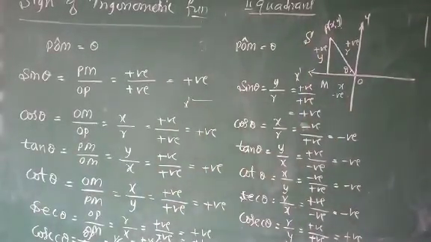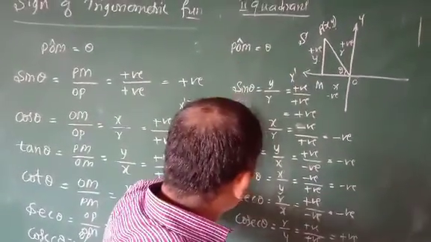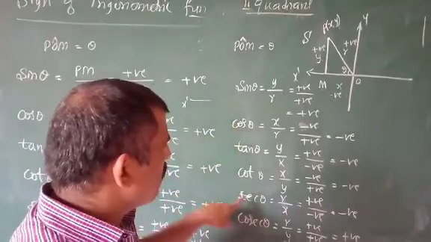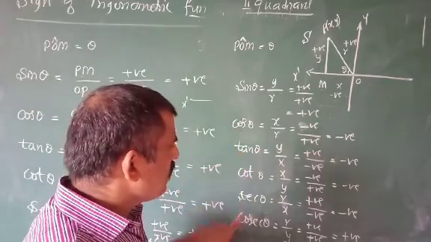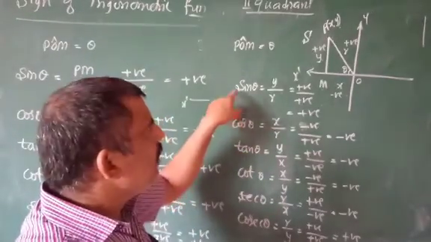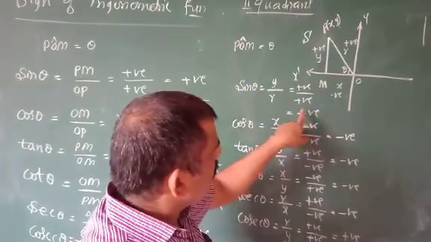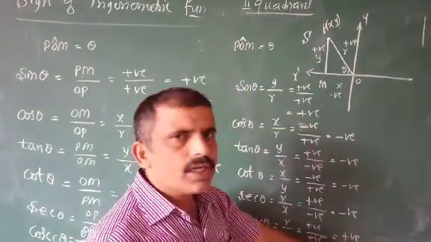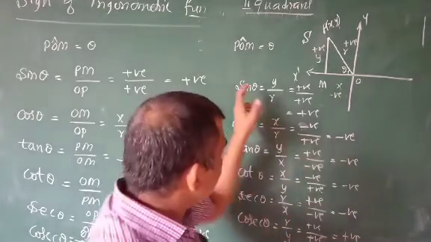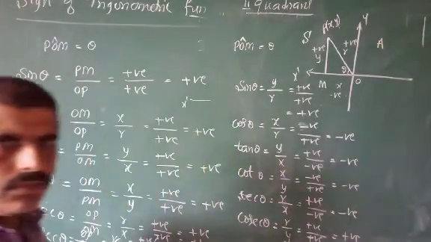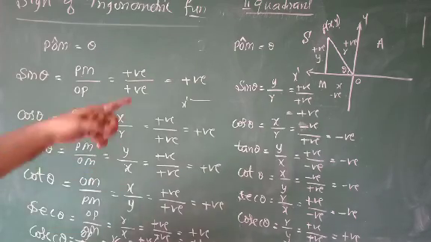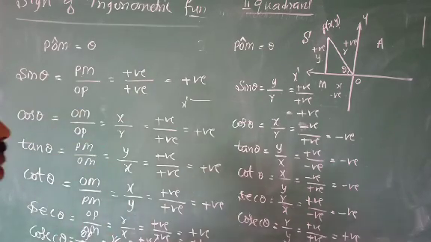In the previous class I was telling you about the reciprocals of the trigonometric functions. The reciprocal of sin theta is cosecant theta, of cos theta is secant theta, of tan theta is cot theta, of cot theta is tan theta, of secant theta is cos theta, and of cosecant theta is sin theta. So if sin is positive, its reciprocal cosecant theta is also positive. In the first quadrant all are positive. Here, sin only is positive, and its reciprocal is also positive.